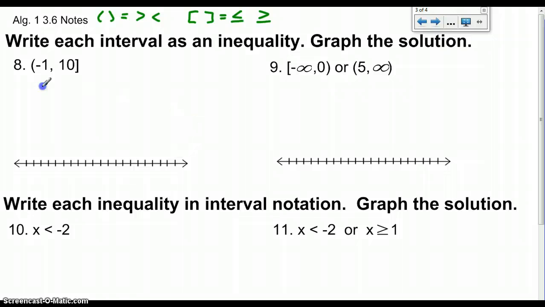So the brackets include the number and the parentheses do not include the number. So for number 8, we have negative 1, and since it's a parenthesis, negative 1 will be the smallest number, so negative 1 is less than, and then we have our variable, we'll use x, and then it goes to 10 and it includes 10, so x is less than or equal to 10. So you see negative 1 is our smallest number and 10 is our biggest number, and it includes the number 10. So we're going to graph this. You guys can make your graph any way you want, but this is how I'm going to do it.